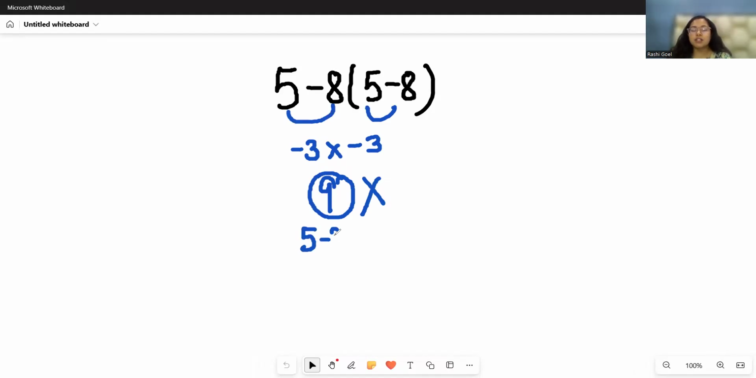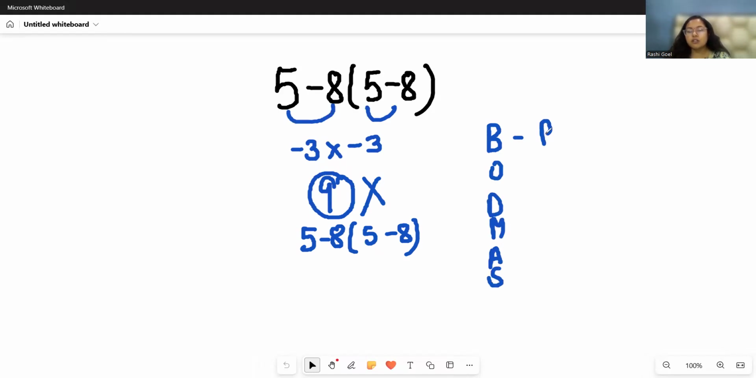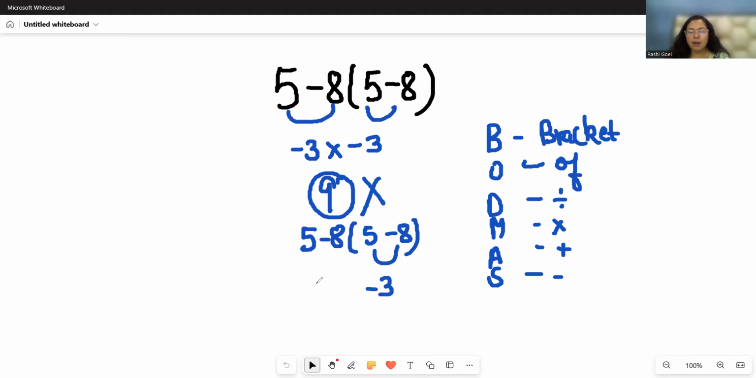When an expression has multiple operations like subtraction, and in the bracket there is a subtraction, then you have to follow the BODMAS or PEMDAS rule. As per this rule, first you have to solve the bracket, then of, then division and multiplication, both have the same priority. Similarly, addition and subtraction. So first solve the bracket, 5 minus 8 is minus 3.